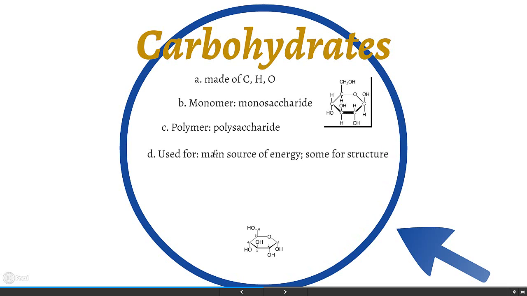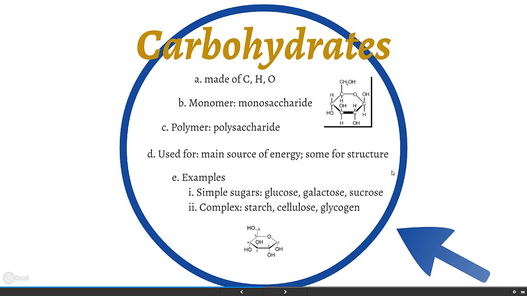Carbs in bodies are used for energy. So if you're in sports, you may have carbo-loaded before a big game. Energy, and then some is structural. Examples, we have simple sugars, which tend to be made out of monomers, maybe 1 or 2 pieces hooked up: glucose, galactose, sucrose, there's tons more. Our complex, our polymers, our very, very long chain carbohydrates would be starch, cellulose, glycogen, and there are others.